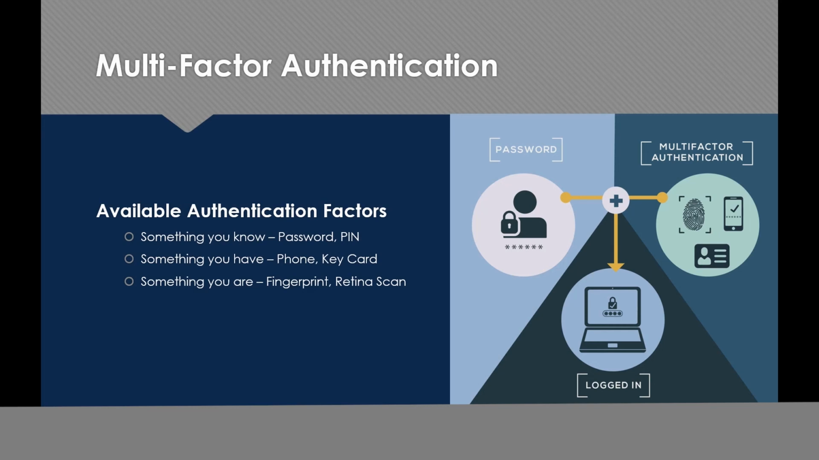Another piece of authentication could be something you have, such as a phone or a key card or a key fob. Last thing is something you are, fingerprint, retina scan. Typically, it's the first two options when we set up multi-factor authentication. We do have solutions for using fingerprint, if you're interested. But typically when we set up multi-factor authentication, it is something you know and something you have.